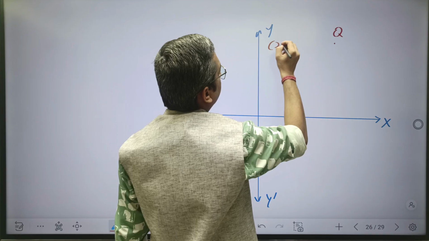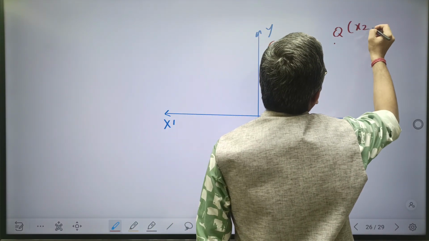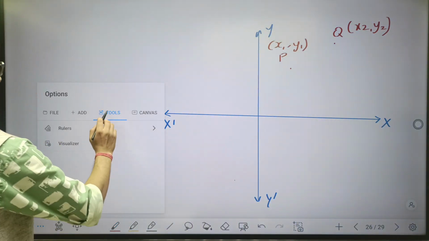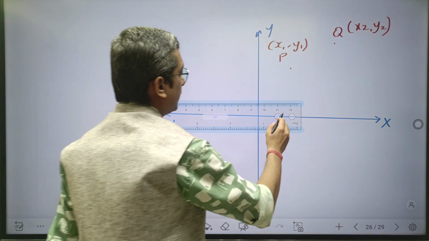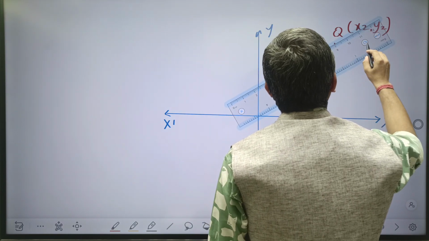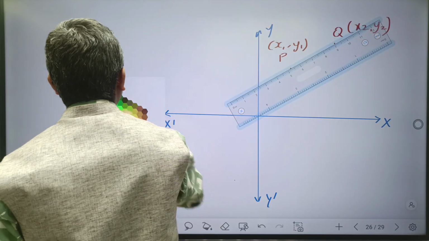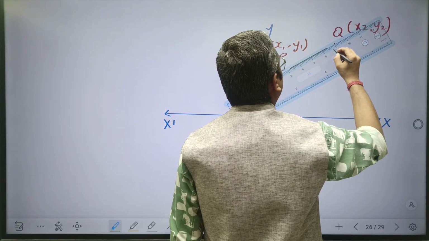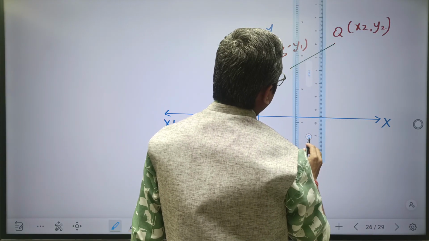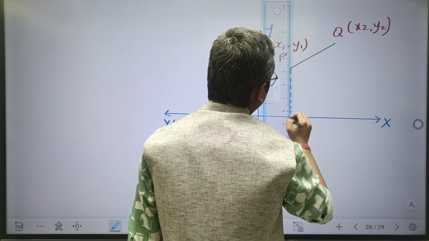P is having coordinates, let us suppose, x1, comma, y1. Q is having coordinates x2, comma, y2. Isn't it? We have to find the distance between P and Q. So how can you find? First, we will join point P and Q. Now marking the distance of point P from the origin, representing it by a dotted line.